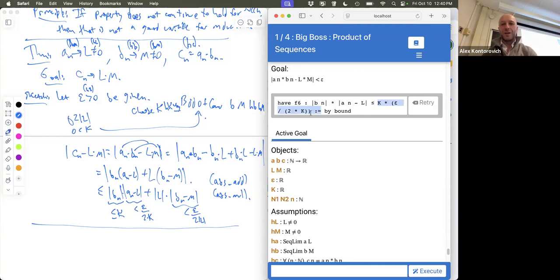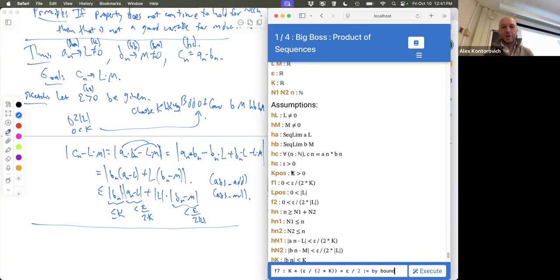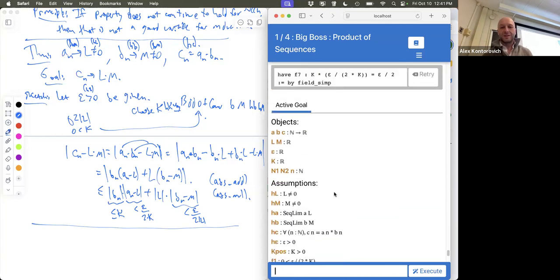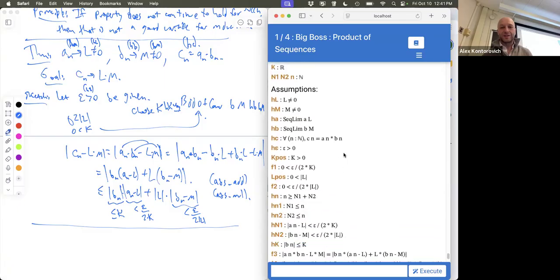Finally, we should know that this thing is equal to, let's have F7, which is that this is just epsilon over 2. Let's cancel the K on top and bottom and just get an epsilon over 2. Will bound please do that? Or actually, bound is not going to do it. What will? Field sim. Field sim knows that K is positive somewhere. Yeah, we know that K is positive, so field sim should do this.